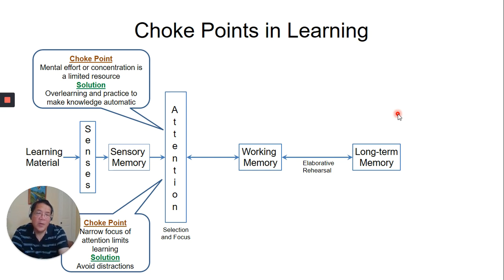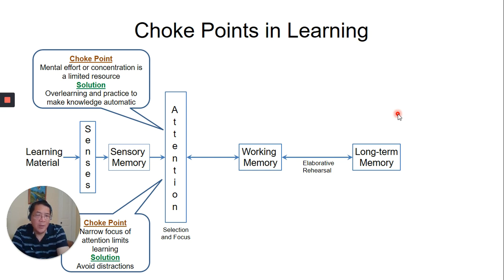Now, how do we get around this limitation in mental effort or concentration? Well, we use deliberate practice. So we practice using and recalling and applying information over and over again. The more you practice, the more you learn, and keep on practicing, then the more automatic information will become.